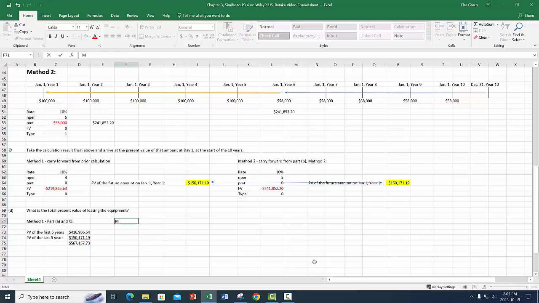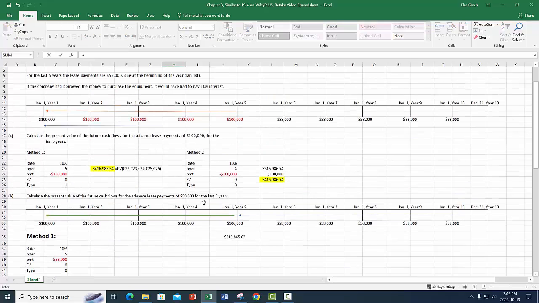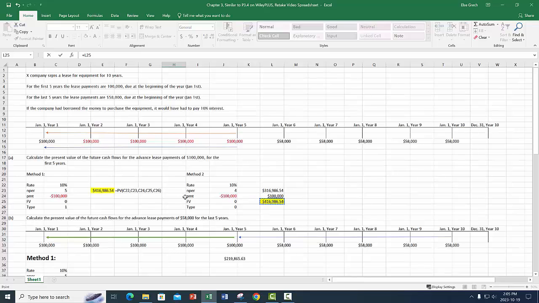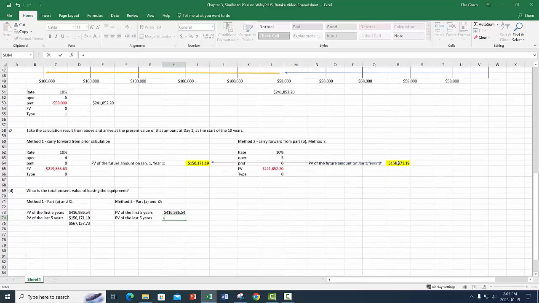So now let's look at method 2. And again, I'm going to do part A and C, and you know already what's going to happen. We know that we're taking the present value of the first 5 years, present value of the last 5 years, and we're going to get the total. Present value of the first 5 years, doesn't matter. Method 1 and 2 were identical. And present value of the last 5 years, method 1 and 2, in the end, the final step, were also identical. So if I add these two amounts together, they're going to be the same amount.